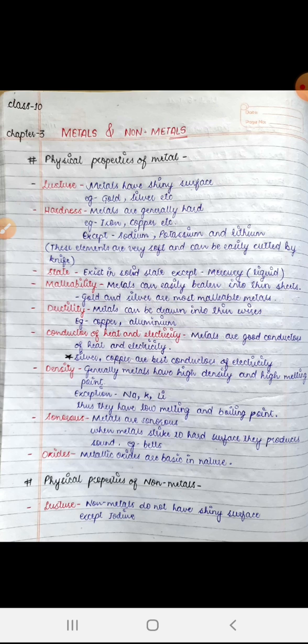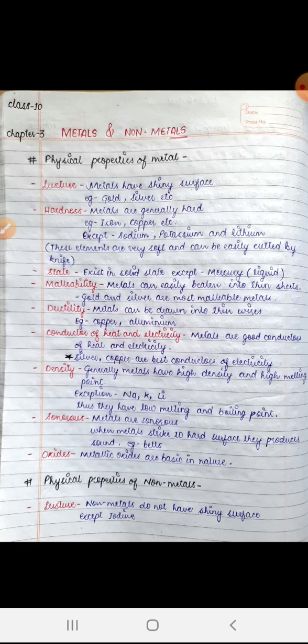Next part is oxides. Now here we are going to talk about the oxides too. So oxides of metals are basic in nature. Metallic oxides are basic in nature. Oxides means what? The combination of metal with oxygen. So when metal combines with oxygen, it forms a basic oxide, means the nature of that oxide will be basic. Okay. So this is what we have discussed about the physical properties of metals.